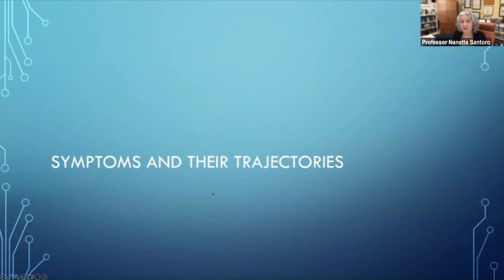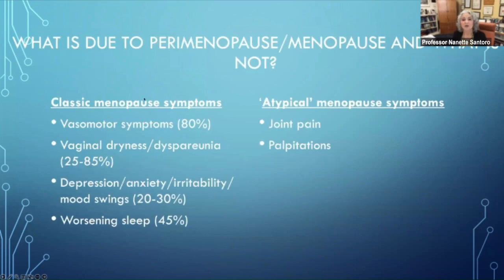So what kinds of symptoms do we see across the transition? What's due to perimenopause, menopause, and what is not? Now, the classic symptoms are what I call the core four. Vasomotor symptoms are reported by most population studies report around 80–85% of women will note them. Most of the time they are moderate to severe. Few women report mild ones. Vaginal dryness and dyspareunia, it depends on exactly how you ask this question, is reported, and this is more postmenopausal than perimenopausal, in a quarter to up to more than 3/4 of women.